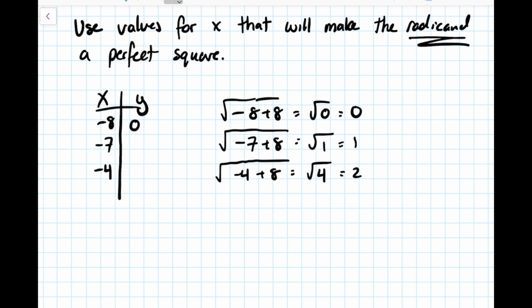So we're going to use negative 4. And then to get to 9, we'd actually just use positive 1, right? Positive 1 plus 8. And that's going to get me the square root of 9, which is going to be 3. And so here's our points. And you know what? Let's actually go one further.